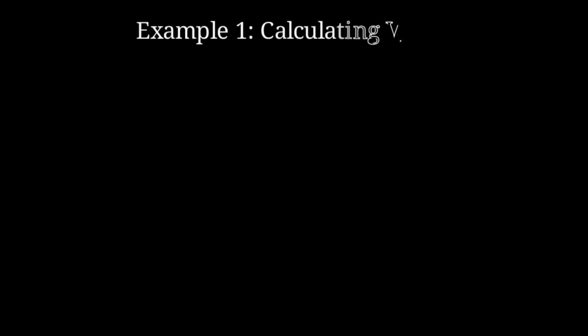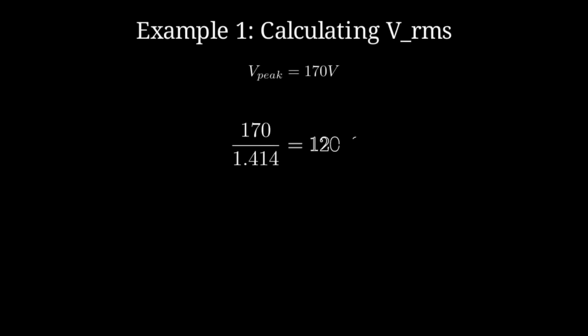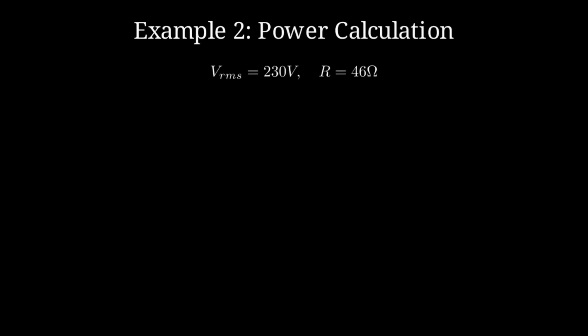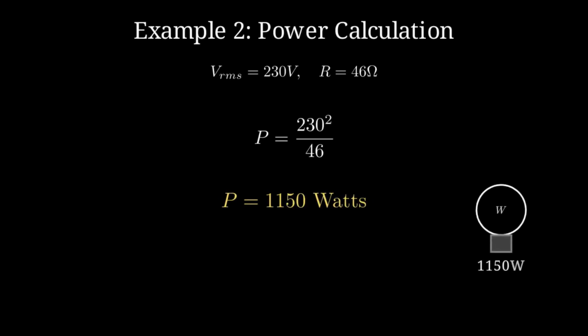Let's apply this. In North America, the standard wall outlet is 120 volts RMS. To find the actual peak voltage hitting your devices, we multiply 120 by the square root of 2, which equals approximately 170 volts peak. When calculating power, we always use RMS values. If a 46 ohm heater is connected to a 230 volt RMS supply, the power consumed is 1150 watts. Using peak values here would result in an incorrect, inflated power rating.